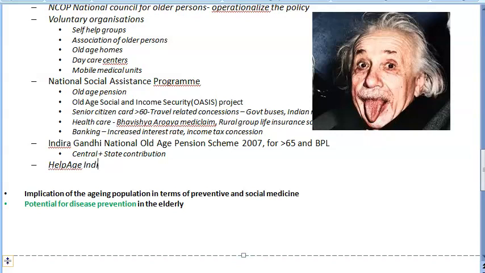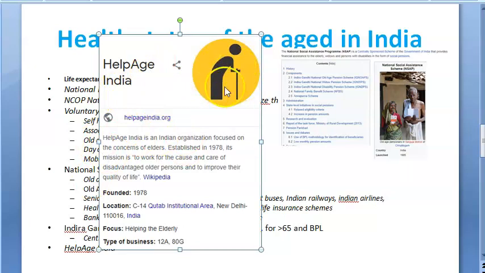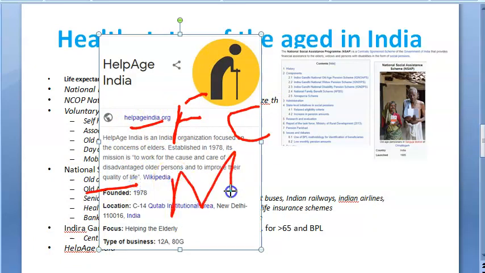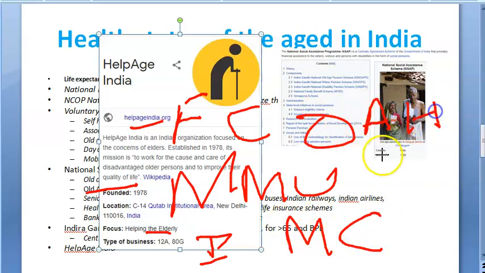Then, Help Age India. This is the Help Age India logo. This is the largest voluntary organization working for the cause and care of the disadvantaged older people. It has been there since 1978, so it is a really old organization. These people have many projects: free cataract surgery, mobile medical care units, income generation, micro credit, old age homes they develop, and then there are daycare centers.